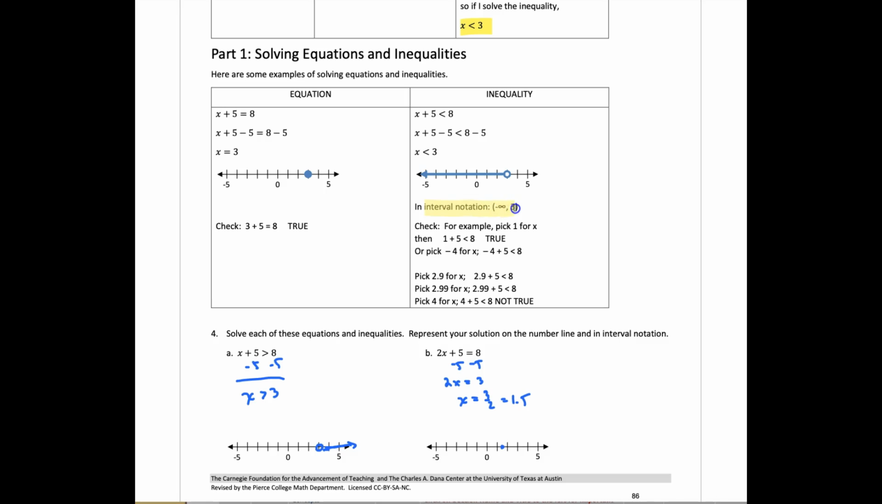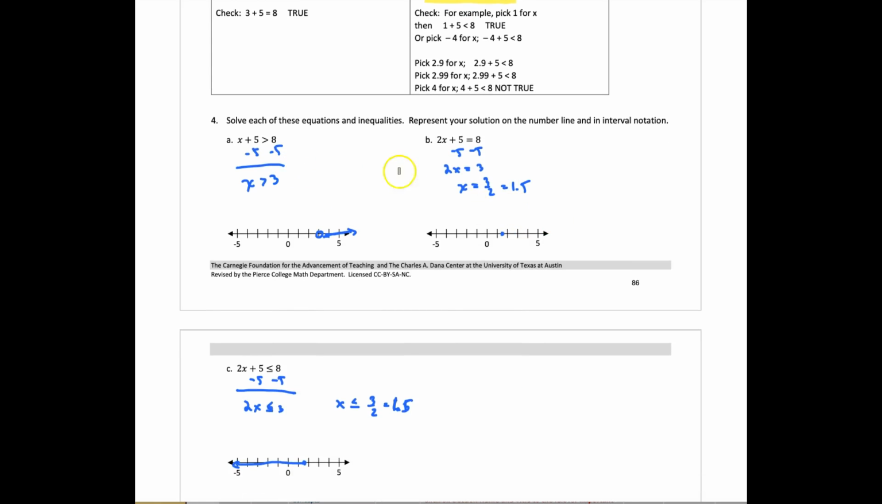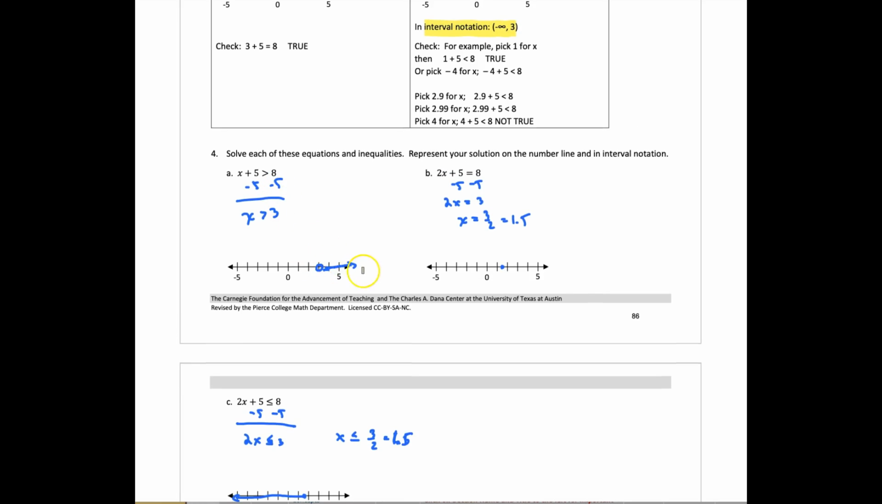Notice the interval notation is another option. Remember, you want to know the interval notation. All the numbers from negative infinity to positive 3, always from small to big. That's what that notation means, or all the numbers smaller than 3. And then we're looking at here, again, I solved these already. This is an inequality. This is an equation. Notice, again, the representation's a little sloppy, I apologize, but all the numbers bigger than 3. Here, this is an equation, so it's just one answer, x equals 1.5.